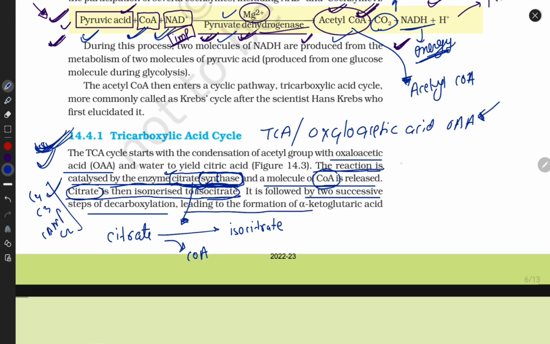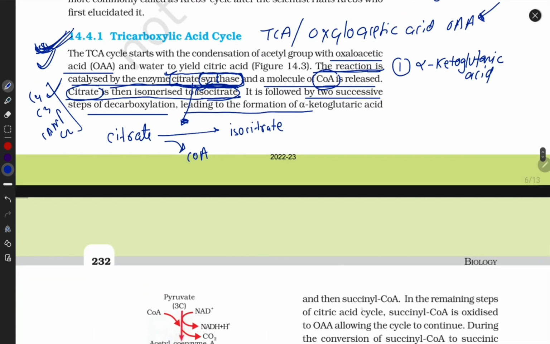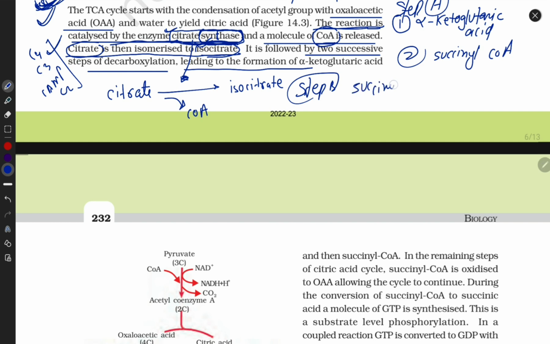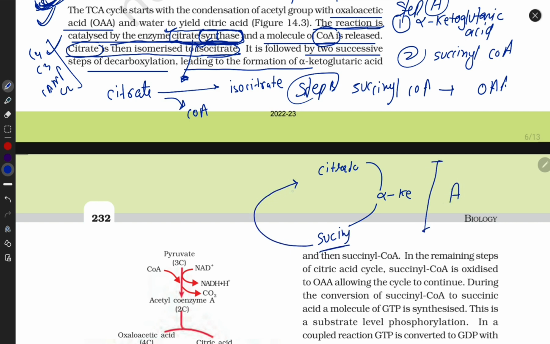This reaction is followed by 2 successive steps. The first step is decarboxylation, leading to the formation of alpha ketoglutaric acid, and then succinyl coenzyme A. Step 2 is where succinyl coenzyme A is oxidized into OAA. Citrate converts into alpha ketoglutaric acid, which converts into succinyl coenzyme A. This is the first step. And the conversion of succinyl coenzyme A to OAA is the second step.